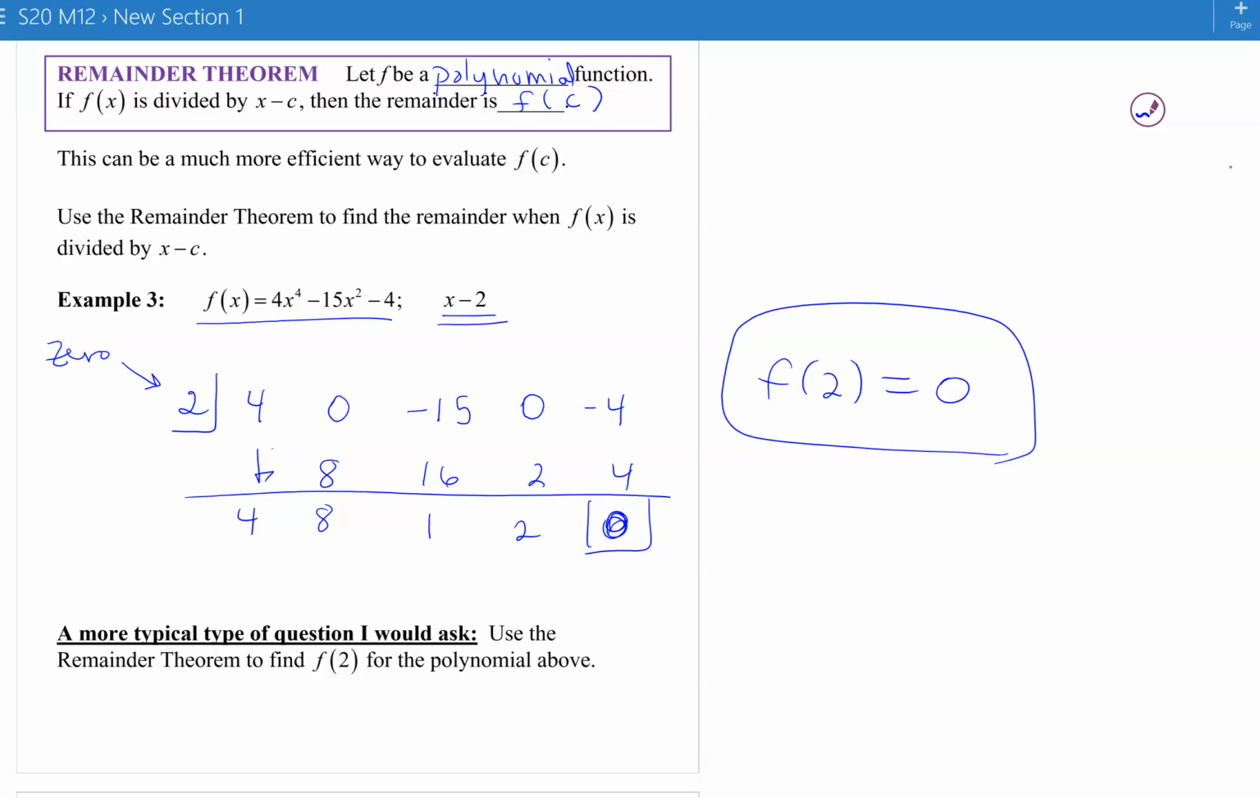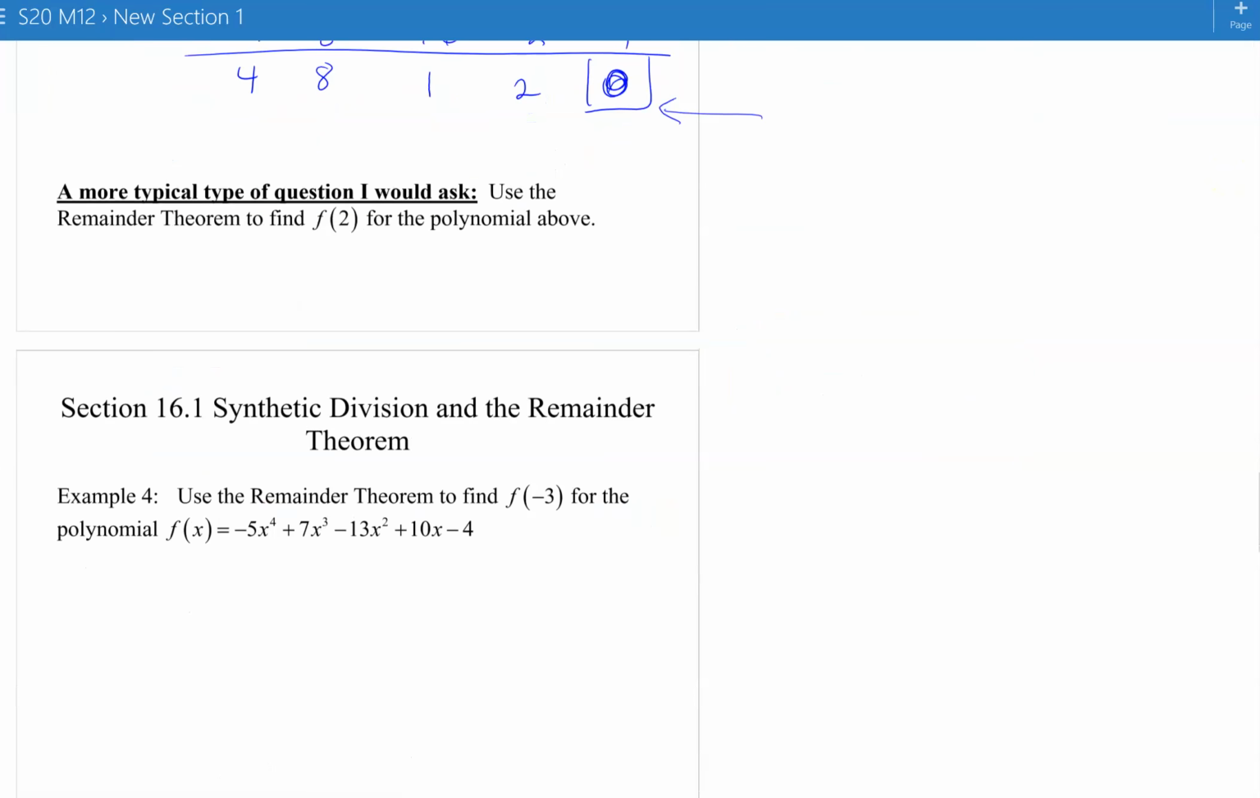So whatever remainder you get, that is f of the 0 that you put. Actually, I should say this is a potential 0. And a more typical way I would ask the question is use the remainder theorem to find f of 2 for that polynomial, because I want you to put that all together, that whatever the number is in the pocket, when I find the remainder, it is f of that number.